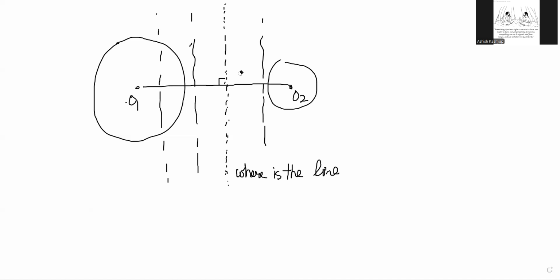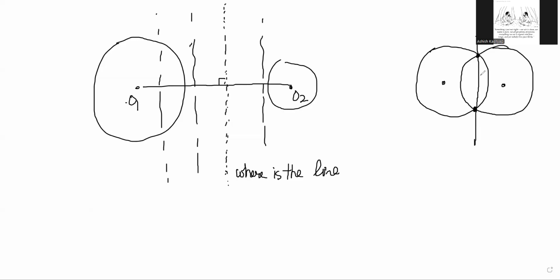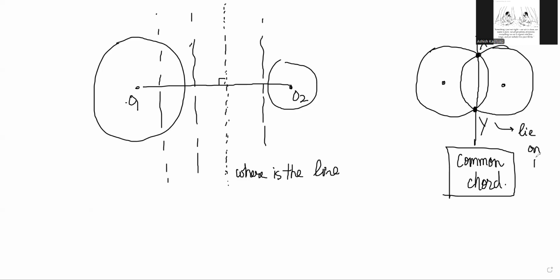So our problem is, where is the radical axis? Before that, we can say that if two circles are intersecting, the radical axis will be the segment joining these 2 points, the common chord. Why is the common chord going to be the radical axis? Because if you look at the point X and the point Y, definitely these points lie on the radical axis. Why? Check the power of point X with respect to this circle: 0, right?